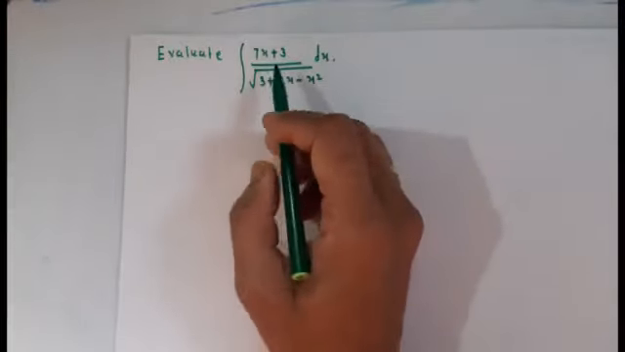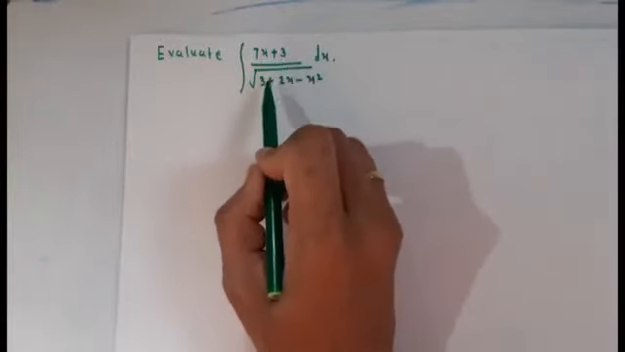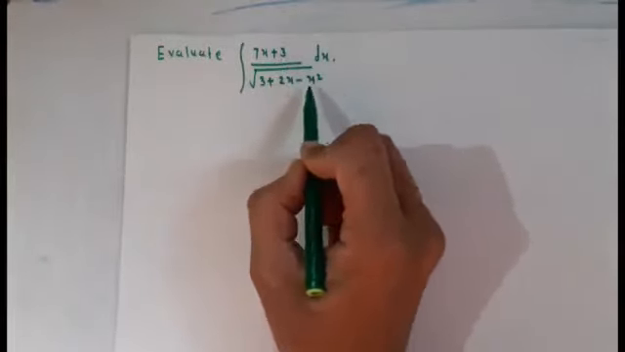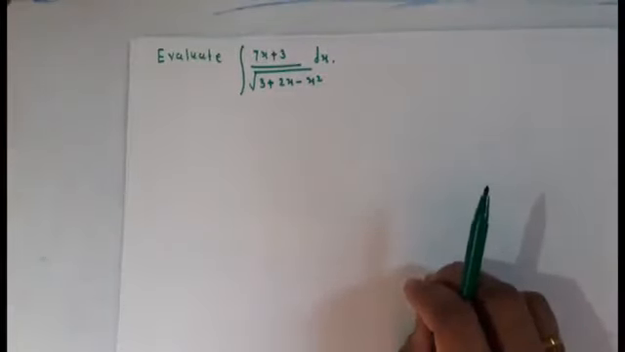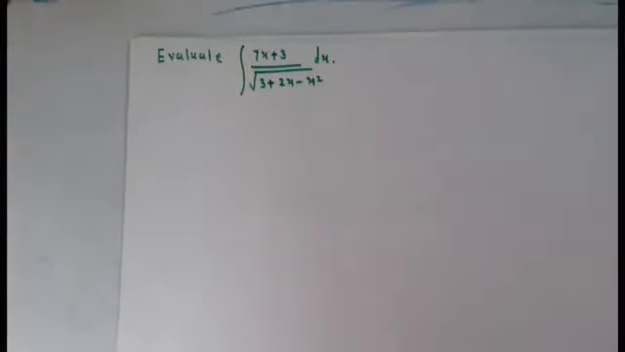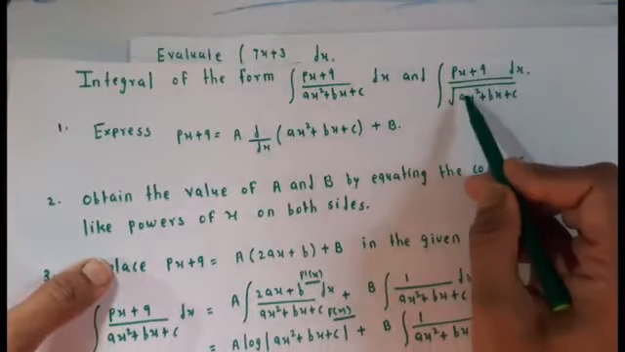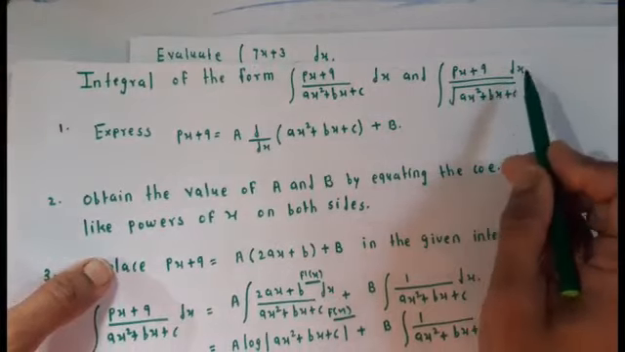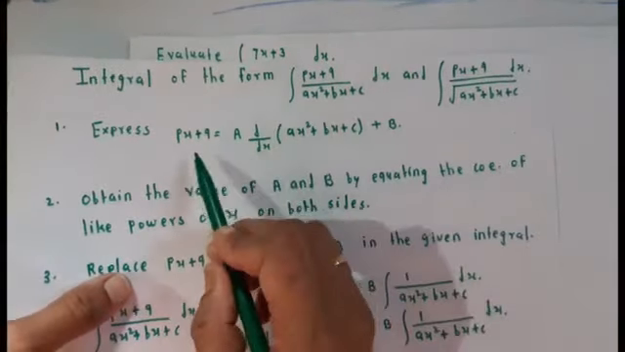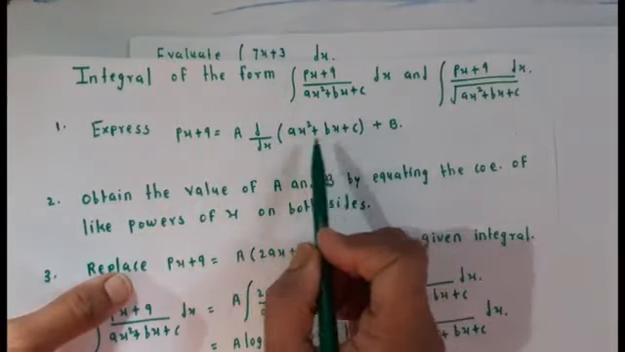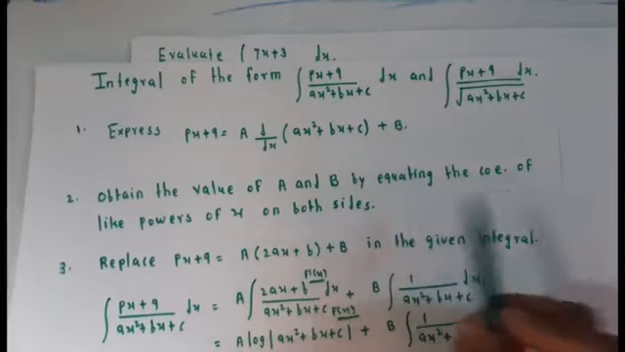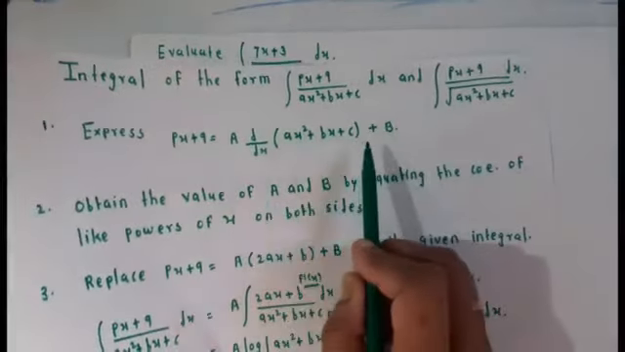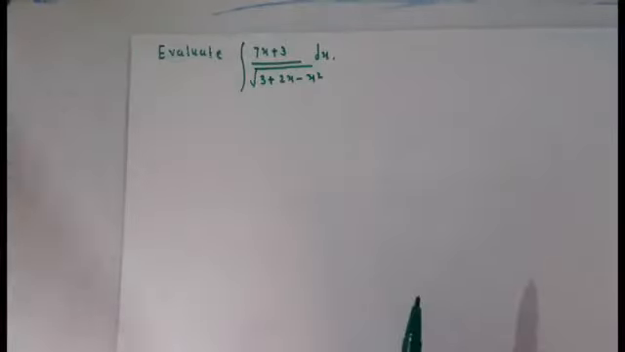Okay, let us take an example: 7x plus 3 upon square root of 3 plus 2x minus x square. Students, this is the type of problem we have to solve by using this method, that is px plus q upon square root of ax square plus bx plus c with respect to x. Here we express the numerator in terms of the denominator, then compare the coefficient of like powers of x on both sides, and then we find out the values of a and b, rewrite the integral, and then we solve.